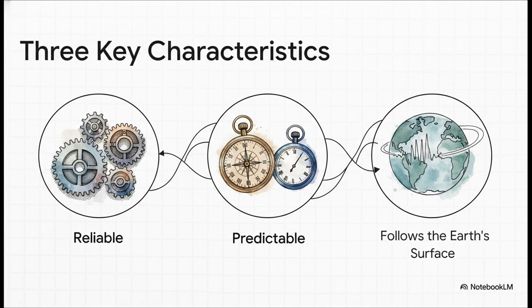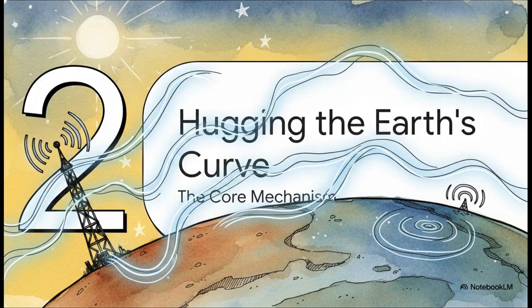What are we really talking about? We're talking about a signal that is consistent, one whose behavior we can actually forecast with some real accuracy. And it has a very specific physical path. It literally follows the surface of the Earth. And that idea, the signal following the Earth's surface, that's the core mechanism. That is what gives the ground wave all of its unique and incredibly valuable properties.